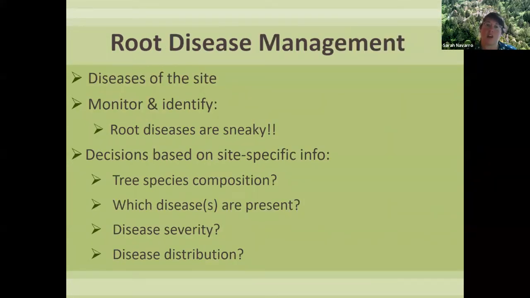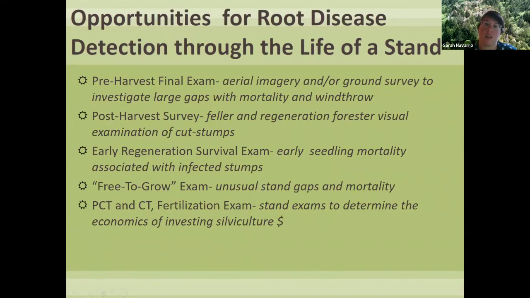And so root disease management, it's a disease of the site, so you're going to have to manage it now, and you're going to have to manage it in the future. And it's really the first step of management is monitor and identify. So identify what root disease you have on the site is the number one step for management. And then the decisions based on the site-specific info are going to be: what is the tree species composition, which diseases are present, what's the severity of the disease, and what's the disease distribution, because this is going to dictate what management options are available to you.